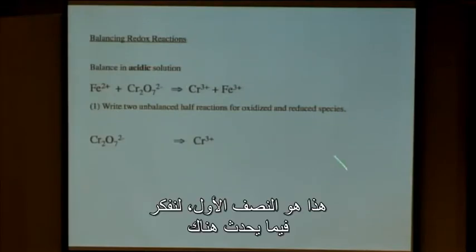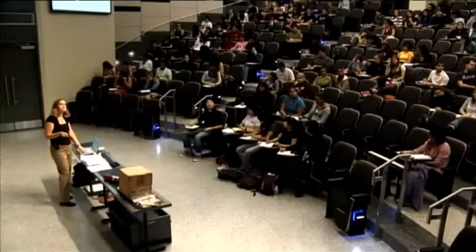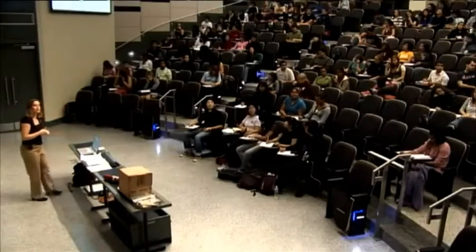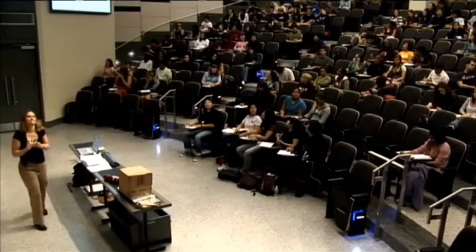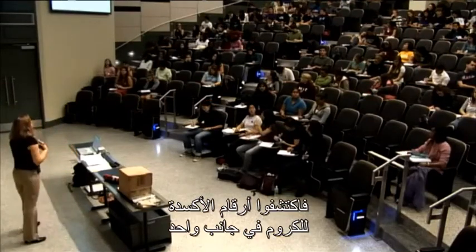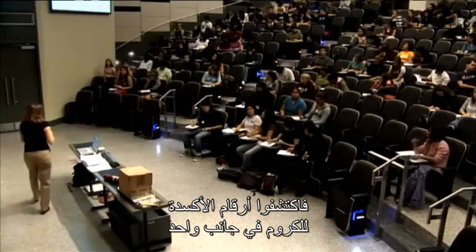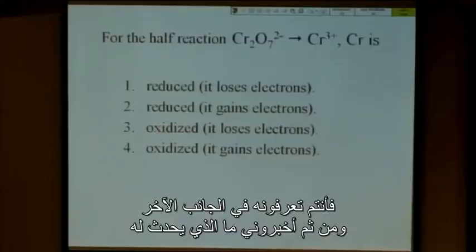So here is the first one, and let's think about what's happening over here. So what would our oxidation number of the oxygen be here? And you can tell me. What is happening to it? So figure out what the oxidation numbers are of the chromium on one side. You know what it is on the other side, and then tell me what's happening to it.